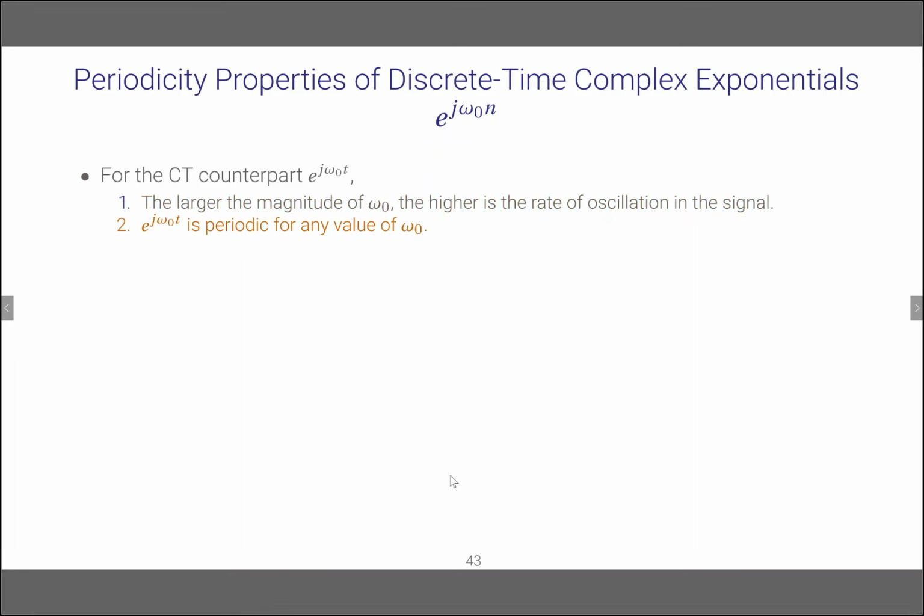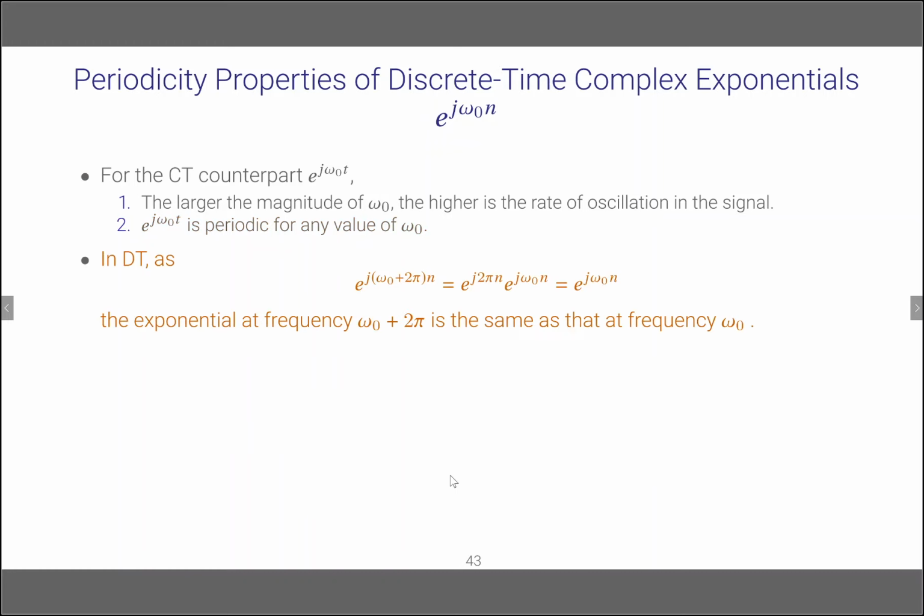E to the power of j omega naught t is periodic for any value of omega naught. So whatever the value of omega naught, whether the frequency is 1 radian per second or 100 radians per second or 1000 radians per second, e to the power of j omega naught t is periodic.